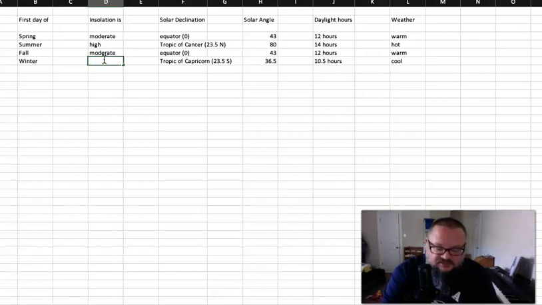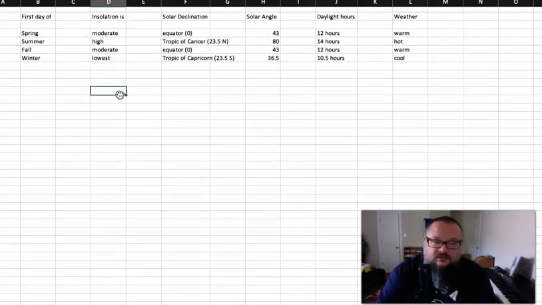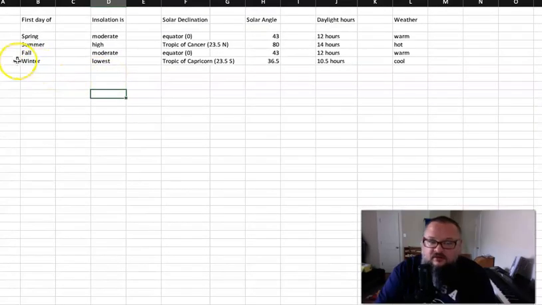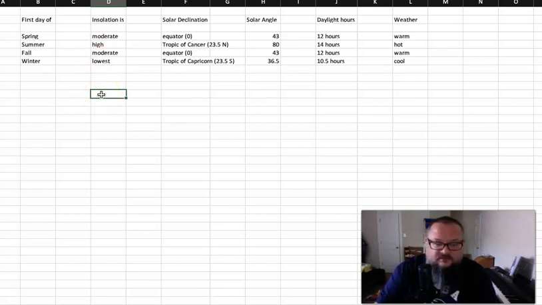So our insolation is the lowest it will be all year. Now, our insolation on this day is still much higher than it was where we lived in New York. The insolation there was much lower, and that obviously is represented by the fact that it's still warmer here on the first day of winter than it is in a lot of those places.